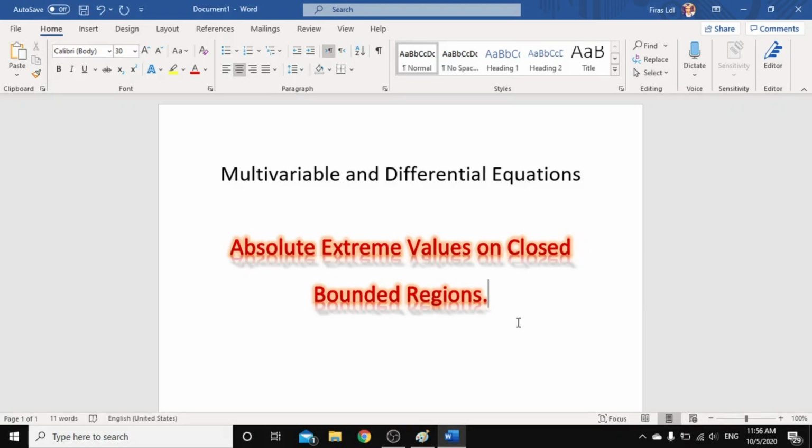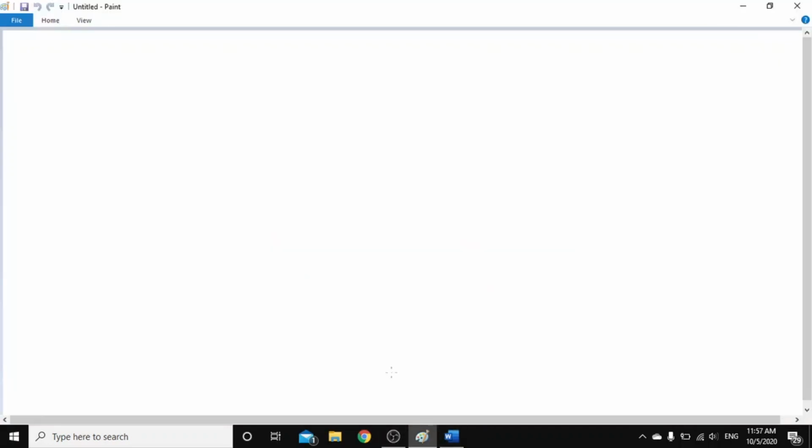In this video, I'm going to talk about the absolute extreme values on closed bounded regions. In the previous video, we talked about how to find the local maximum and local minimum values for an equation. But here, we need to find the maximum and minimum values in a rectangular region. So, let's take an example here.